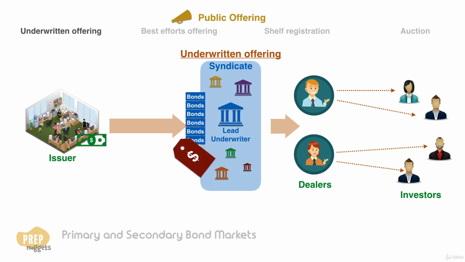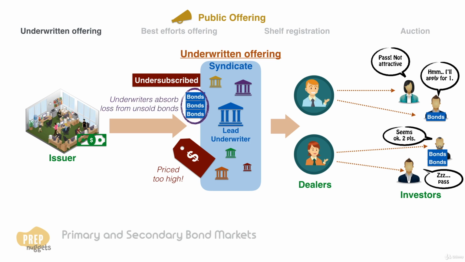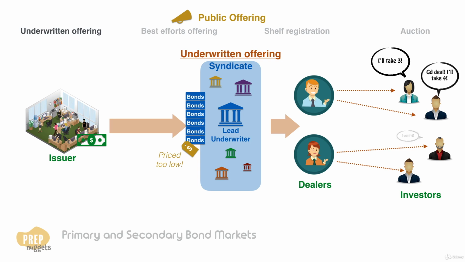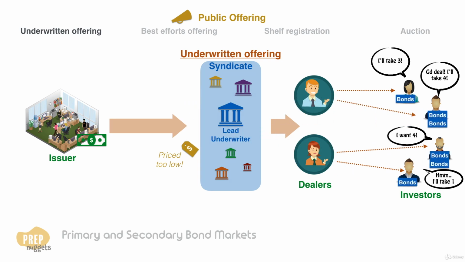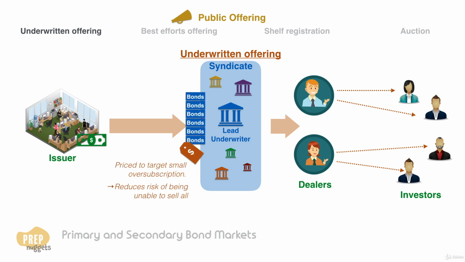If the offering price of a new issue is set too high, the offering will be undersubscribed. The underwriters will have to absorb the losses from the unsold bonds. Alternatively, if the offering price is set too low, the offering will be oversubscribed. If a bond issue is heavily oversubscribed, it may mean that the issuer is not getting a fair deal. Usually, underwriters aim at a small oversubscription because it reduces the risk of being unable to sell the entire bond issue.